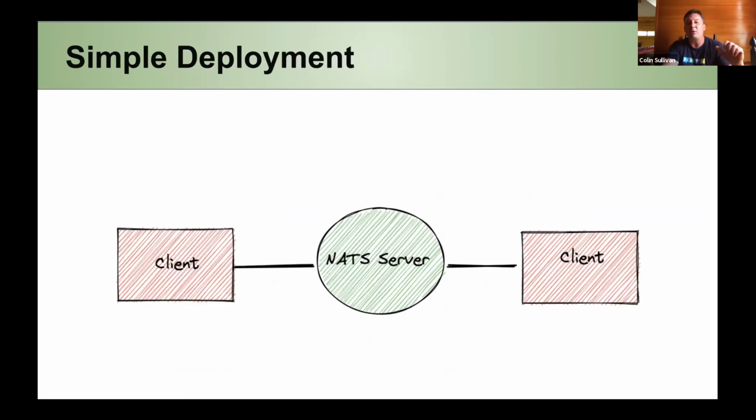So let's talk about a really, really simple deployment. A simple deployment is a single NATS server and a couple of clients. One might be producing data, one might be consuming data. And this is like what I would run on my laptop. If you're running in Kubernetes, you can get away with just a single NATS server because Kubernetes will restart it. You'll have a little bit of downtime, but it's an option.